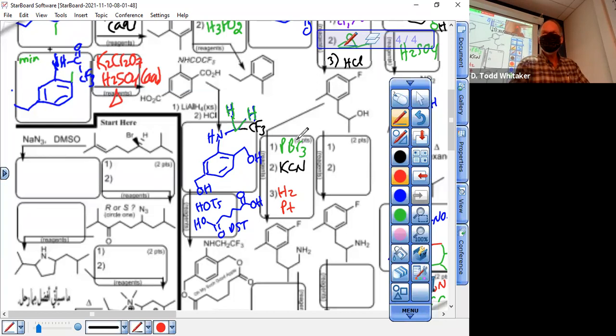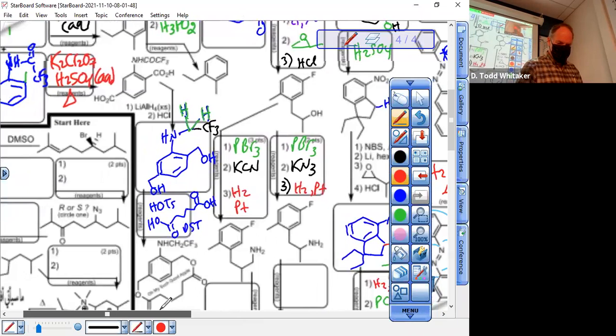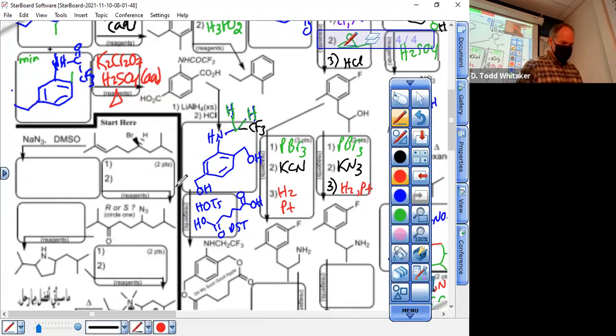Azide is our favorite way to make a primary amine. But you need a good leaving group, just like the previous one. KN3. And once again, I was not so great on this. H2, Pt is a good way to reduce azide to NH2, and you lose nitrogen gas. I think we'll finish this part and do a mini video on the other part.